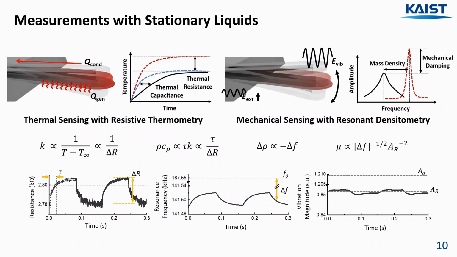In contrast, low heat capacity reduces total thermal mass, thus temperature response is faster in the lower heat capacity case. While in mechanical sensing, the well-known relationship between resonance and density is used to determine the liquid density. Additionally, we can measure viscosity by analyzing the amplitude of the resonator vibration. The equations shown below are derived from dimensional analysis, and the graph below shows real-time measurement of resistance, resonance frequency, and vibration amplitude obtained simultaneously.